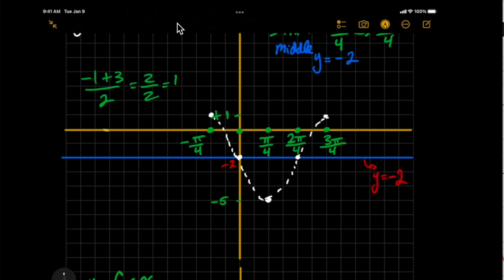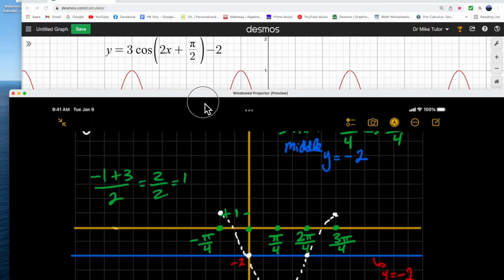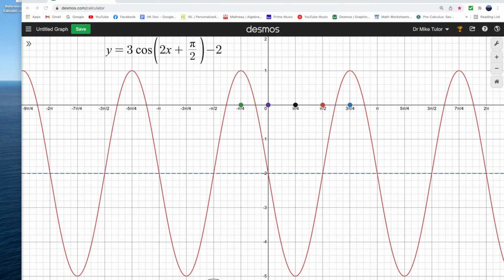I went ahead and graphed this on a graphing calculator, Desmos. So here we go. -2, that is our horizontal axis of symmetry. Here it is with this blue line. Next, we establish our amplitude. Our amplitude is 3. Therefore, we're going to add 3 to -2 and establish a maximum of 1. And we're going to go 3 in the other direction to establish a minimum of -5.